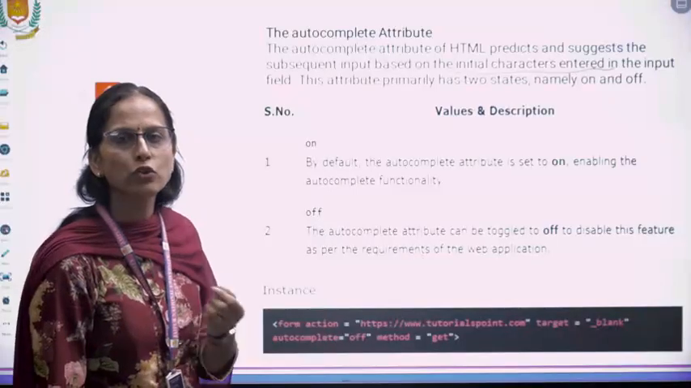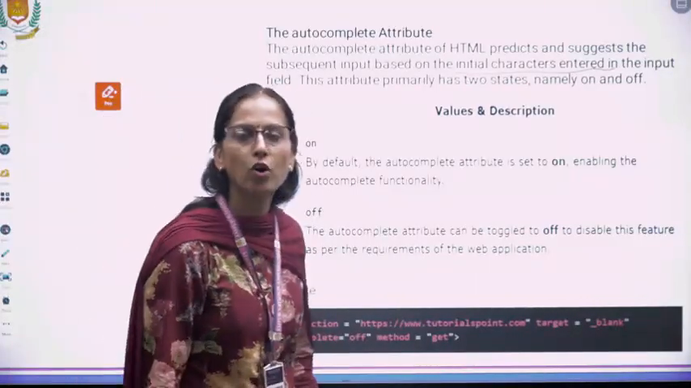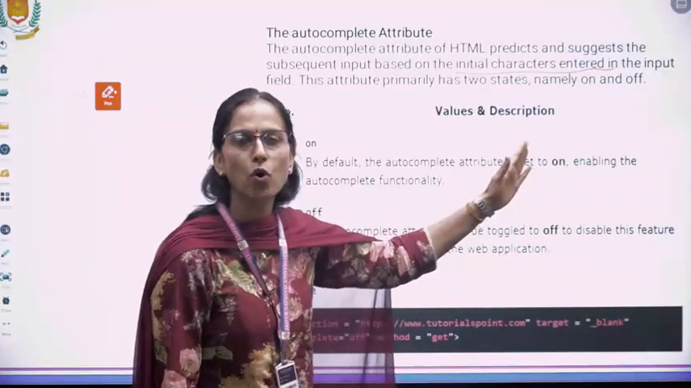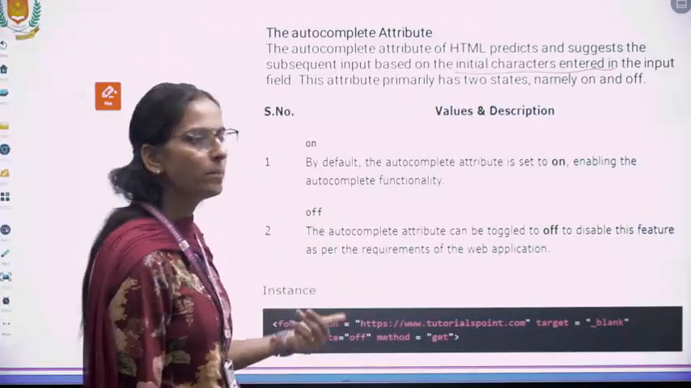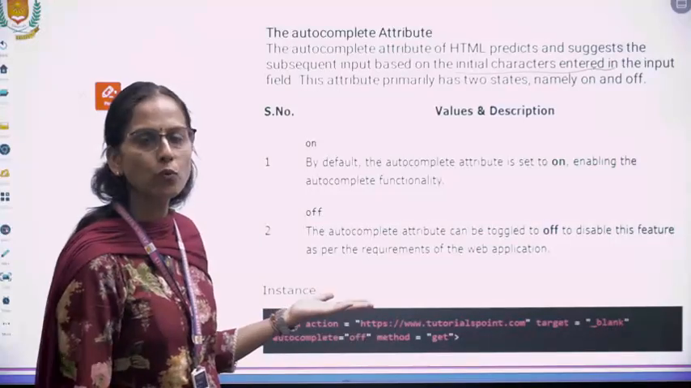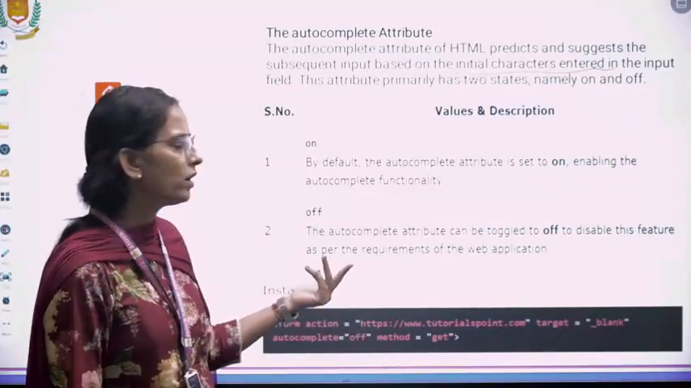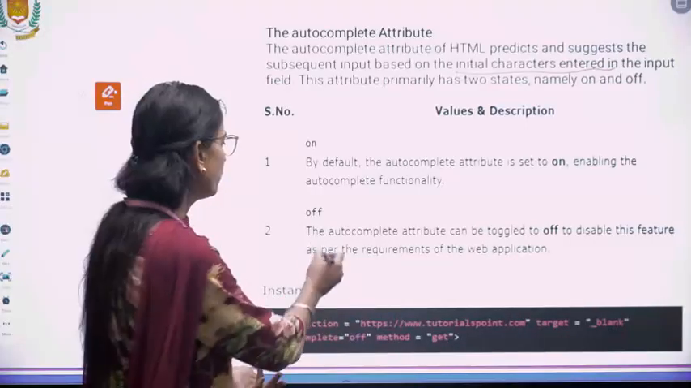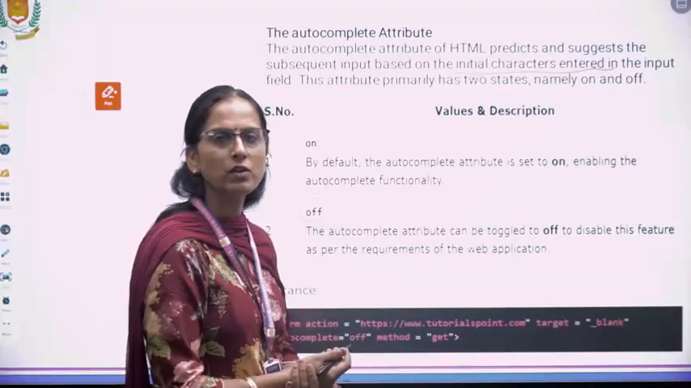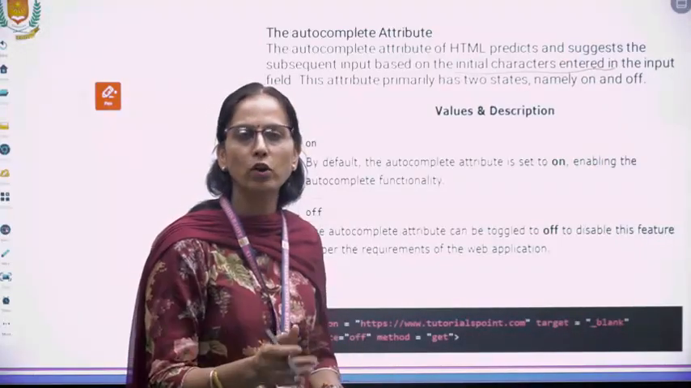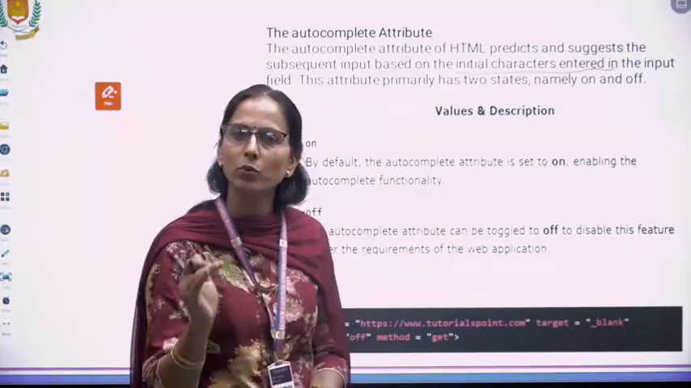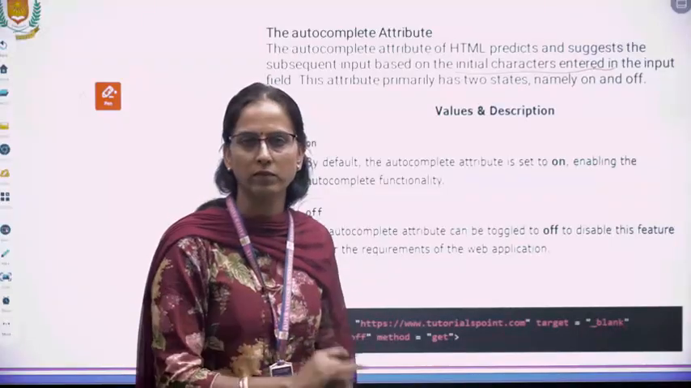In autocomplete you have two values, on and off. On means by default the autocomplete attribute is set to on, enabling autocomplete functionality. Your autocompletion will be done, and if you don't want it, it is a toggle, you can write on or off. If you write off there, then suggestions will not appear and it will not be filled. You will have to write the complete sentence, whatever you are searching or filling, yourself.